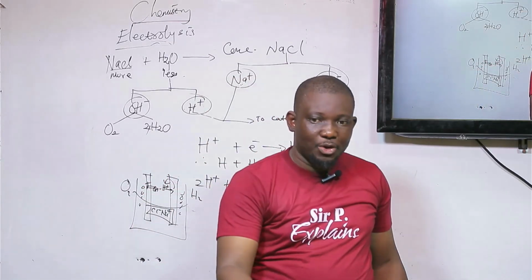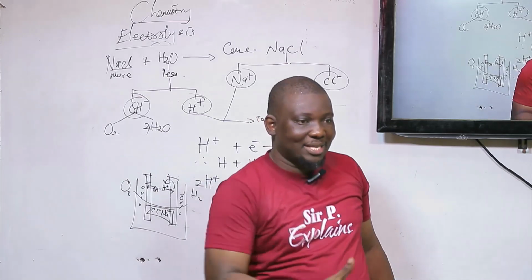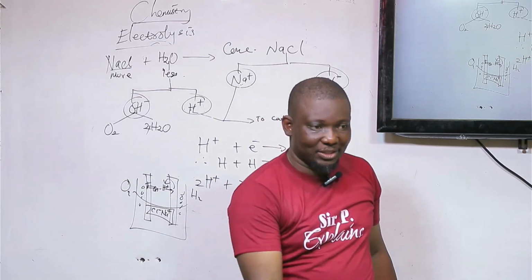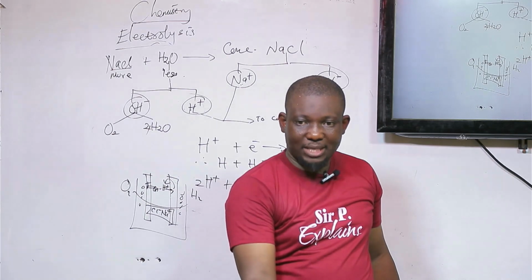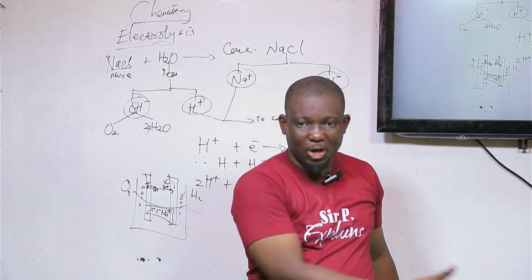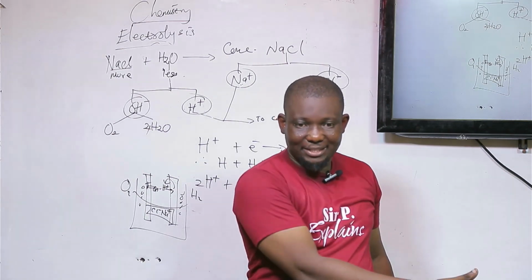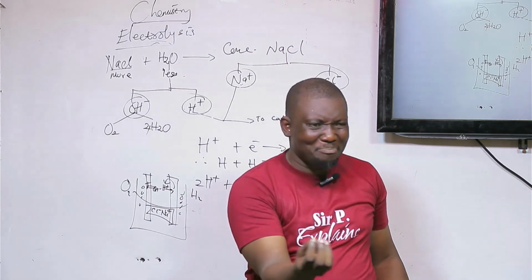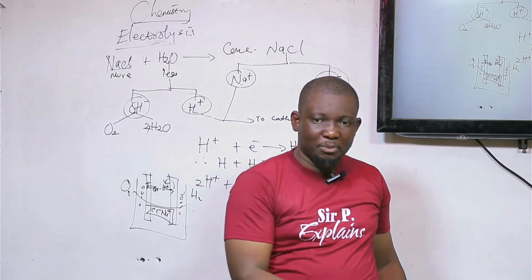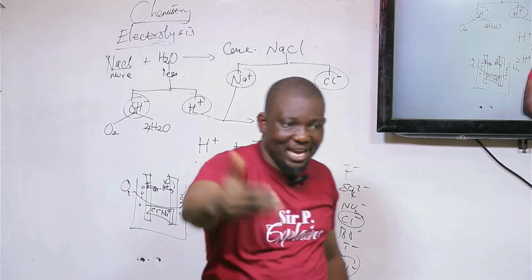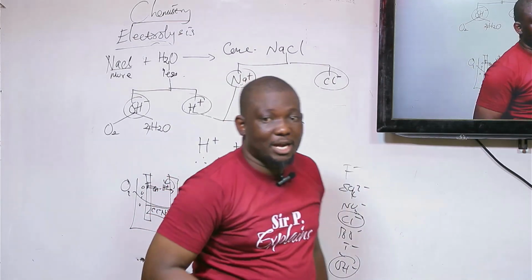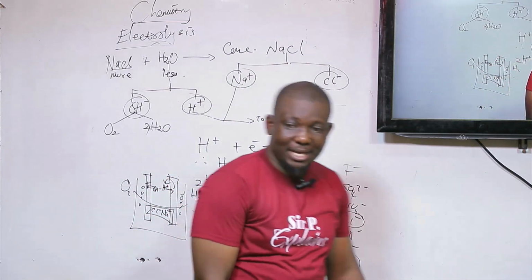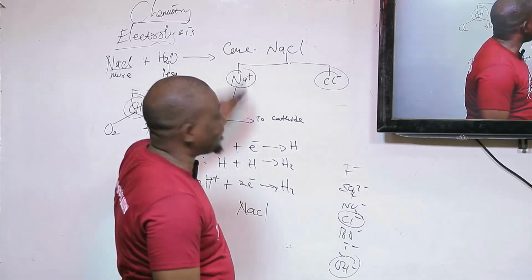In the lab, we prepare chlorine by oxidizing HCl using a powerful oxidizing agent like manganese oxide or potassium permanganate. This is the lab. That will give us a very minute quantity of chlorine. But on the industrial scale, you can prepare chlorine on a large scale using electrolysis of brine.